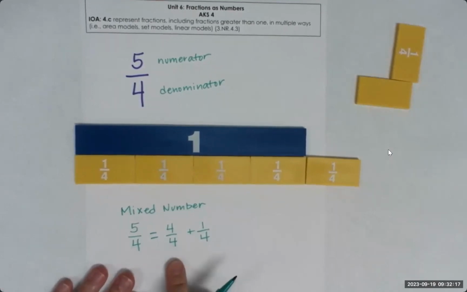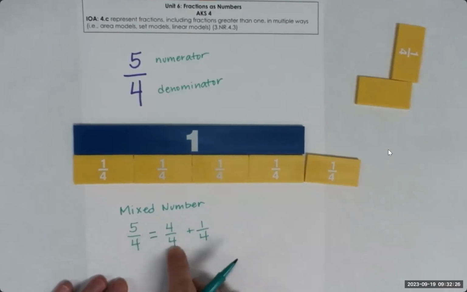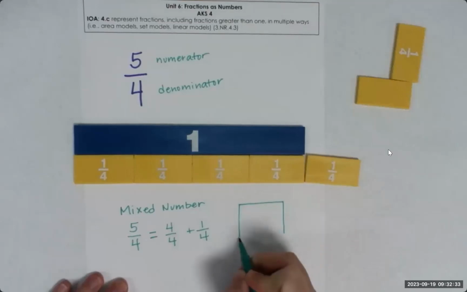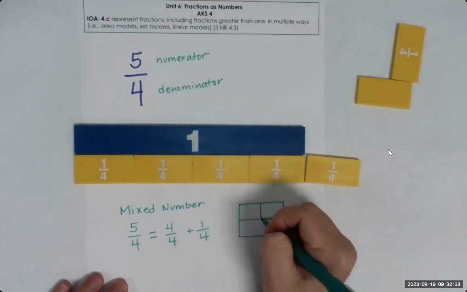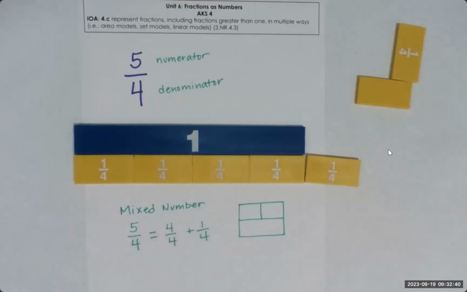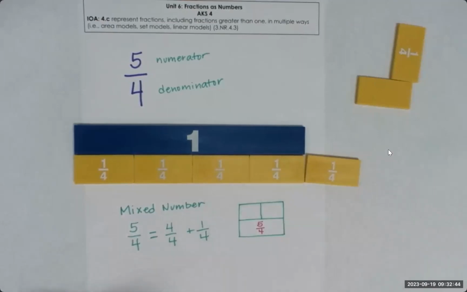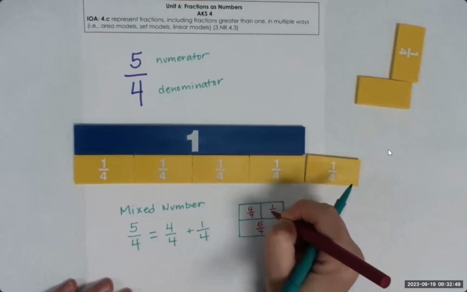Notice that I only want to decompose my fraction greater than 1 into the part equal to the whole, and then the amount that's a little bit more than the whole. You can also use a part whole diagram to support your thinking. So here I have 5 fourths, and I know that 5 fourths has 4 fourths and 1/4.